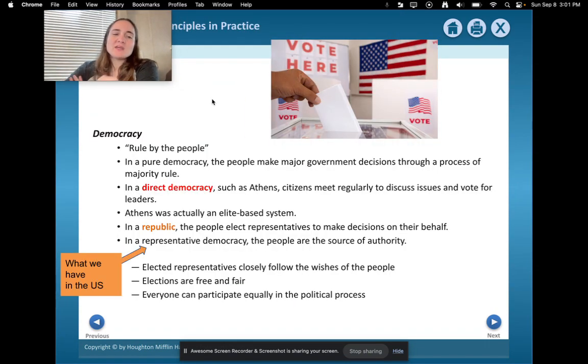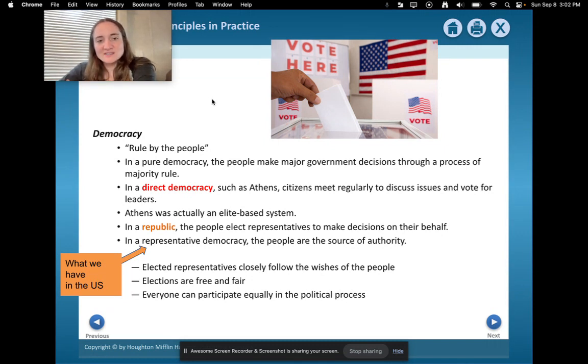So democracy means rule by the people. In a pure democracy, the people make major governmental decisions through a process of majority rule, which we know today as voting, right? That's what it is in the United States. So in a direct democracy such as Athens, citizens met regularly to discuss issues and vote for leaders. Athens was actually an elite-based system, so pretty much only the rich were the ones who ever got to make the decisions. But in a republic, what we have in the United States, a representative democracy, the people elect representatives to make decisions on their behalf.